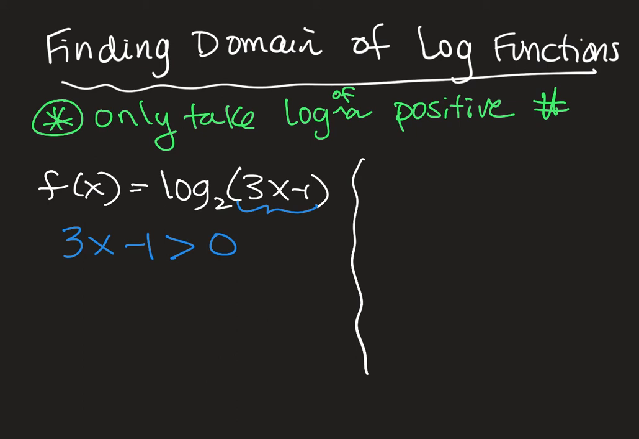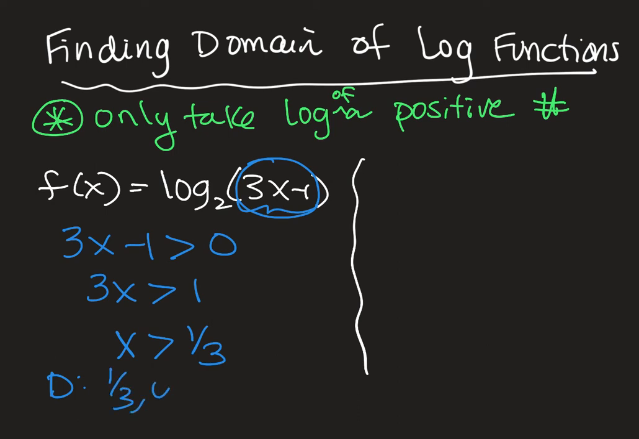We're going to figure out what x values are going to make this happen, and that's what our domain will be. So if I solve this one for x, and I bring over my 1, and I divide out my 3, what this is saying is that as long as x is greater than 1/3, then this piece right here is going to stay positive. So our domain is going to be, in interval notation, 1/3 to infinity.